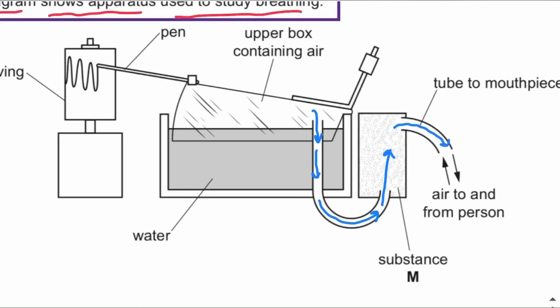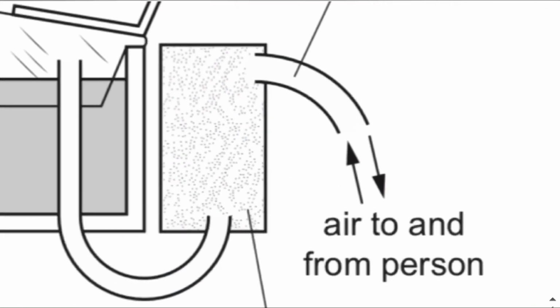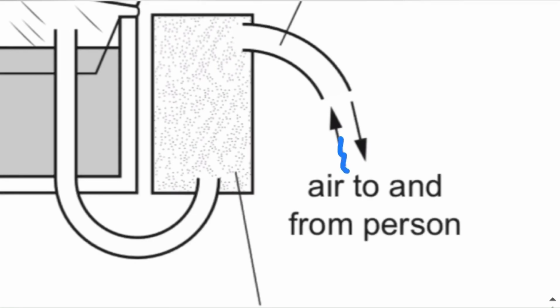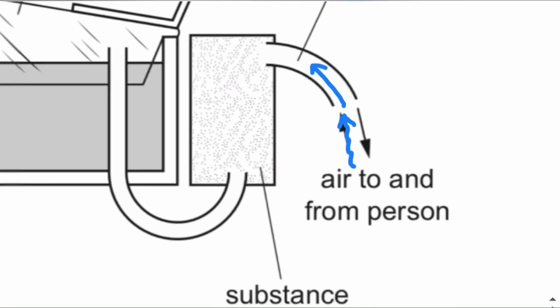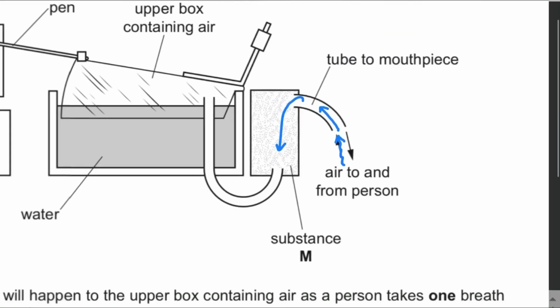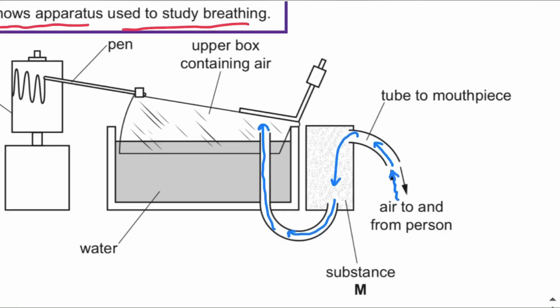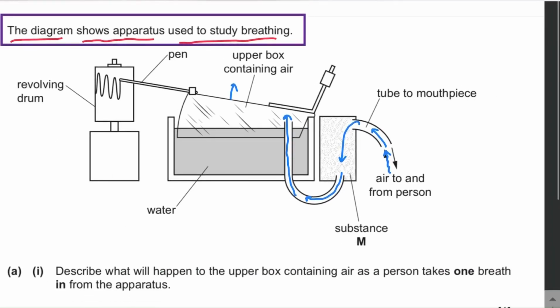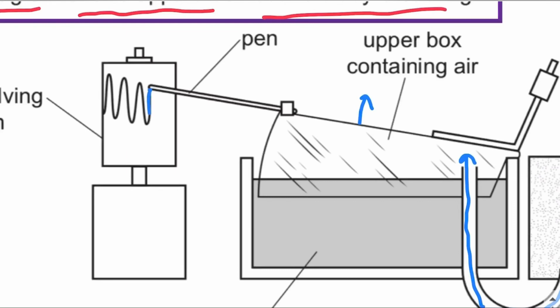When the person breathes out, the air is coming out of the person's mouth and going into this tube. When the air goes into this tube, it goes like this and then into the upper box containing air. So the upper box will rise and this pen will also rise. So the graph will go upwards. When the graph is going downwards, it means the person is breathing in. When it's going upwards, it means the person is breathing out. So this is breathing in, breathing out, breathing in, breathing out. I hope you get this.